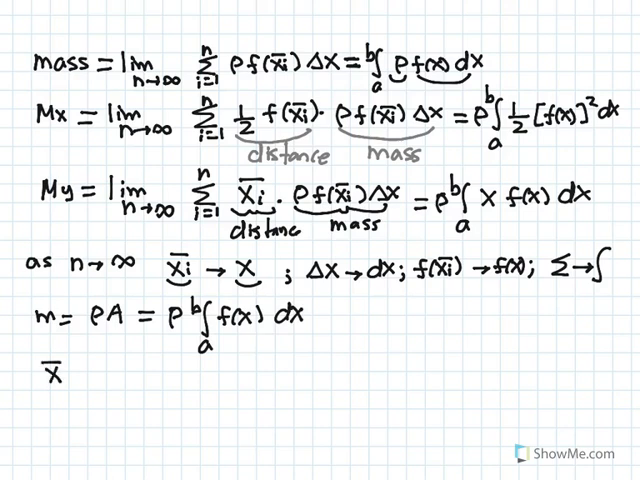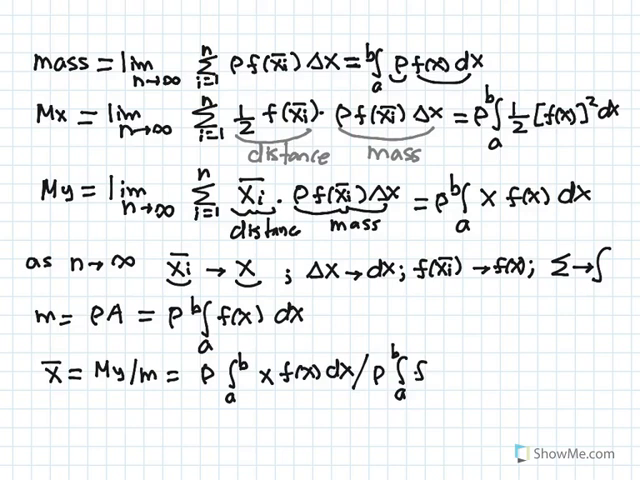x bar is equal to the moment with respect to the y-axis divided by the mass. This is equal to rho integral a to b, x f of x dx, divided by the mass, that's rho times the area, integral a to b, f of x dx.